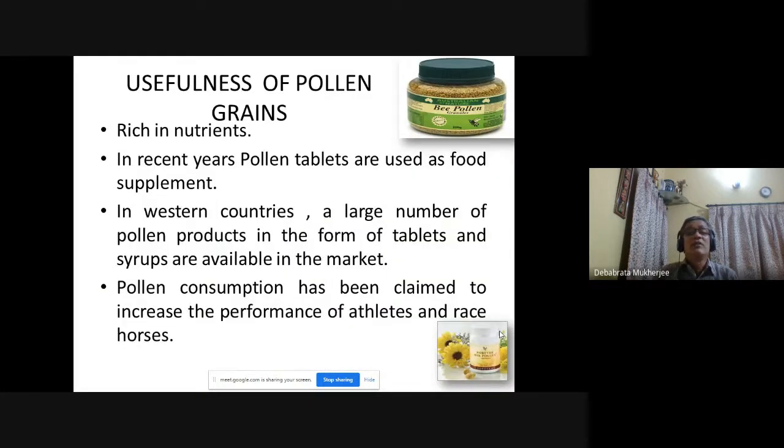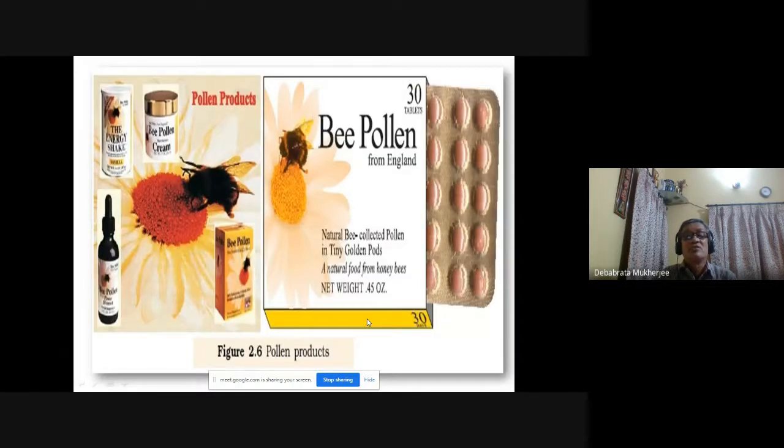So what is the usefulness of pollen grains? First, it is rich in nutrients and used as pollen tablets as a food supplement. In Western countries, a large number of pollen products are available in the form of tablets and syrups. It has a claim to becoming the preference of athletes and racehorses. Here the pollen products are shown.